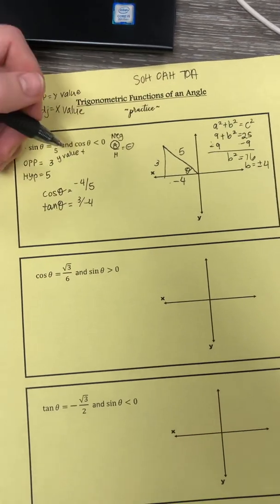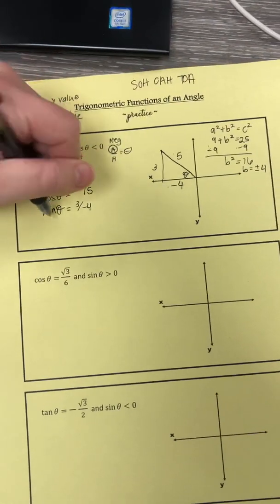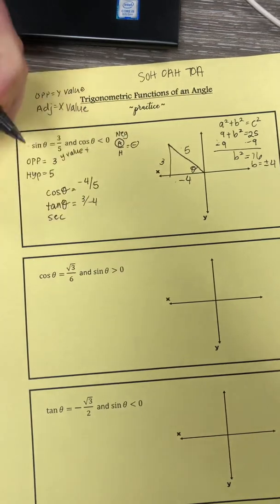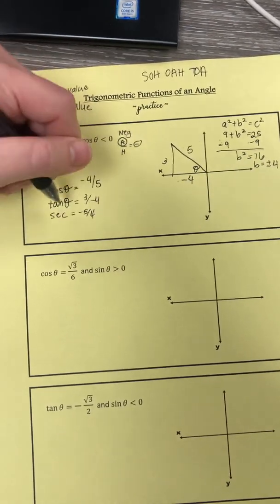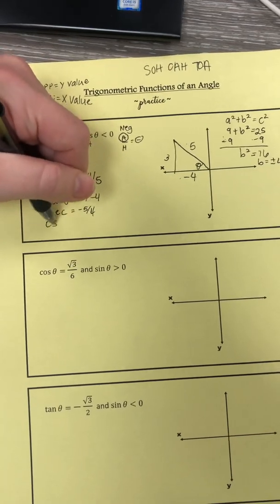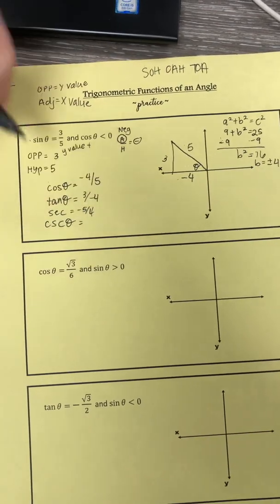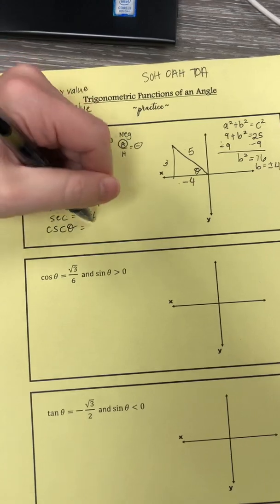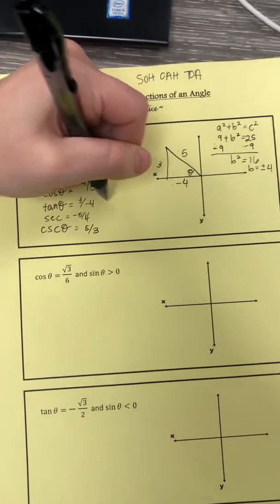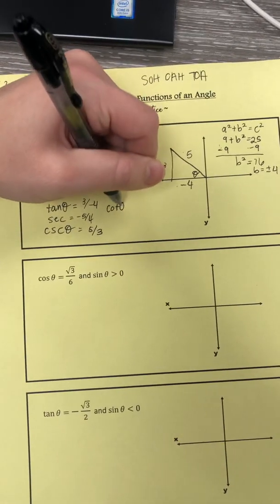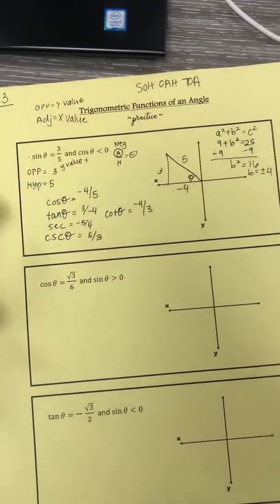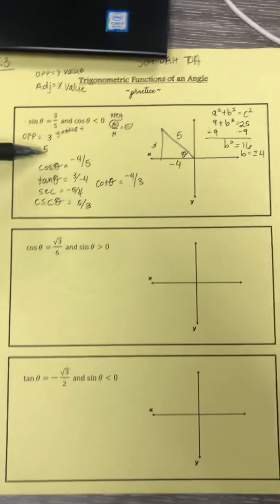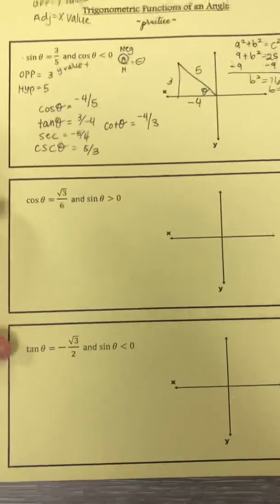All right, and then we have our inverses. We have secant, which goes with cosine, so that'll be the reciprocal, -5 over 4. Our cosecant goes with sine, is the reciprocal of the sine, so it'd be 5 over 3. And then we have cotangent, which is the reciprocal of tangent, which will be -4 over 3. All right, and that's everything for the first one. So let's look at the second one.